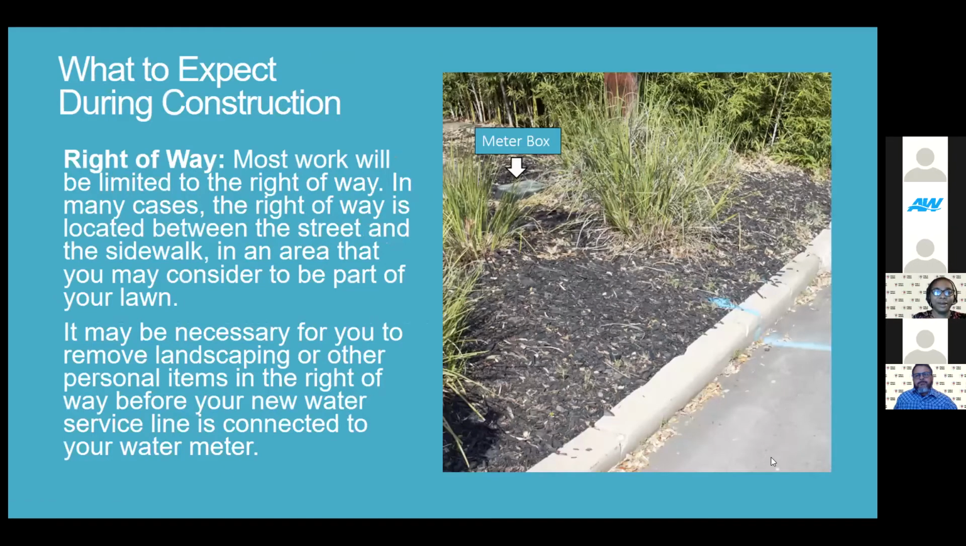Moving on to the right-of-way, most work will be limited to the right-of-way. In many cases, the right-of-way is located between the street and the sidewalk in an area that you may consider to be part of your lawn. It may be necessary for you to remove landscaping or other personal items in the right-of-way before your new water service line is connected to your water meter. This picture shows the meter box and where the water service line goes into the front of a property.